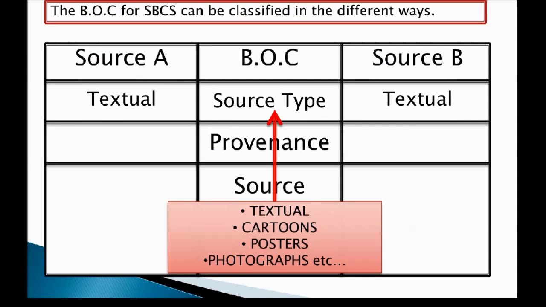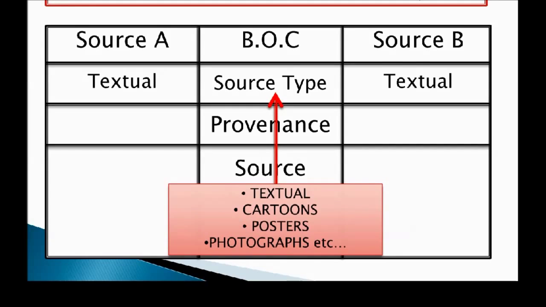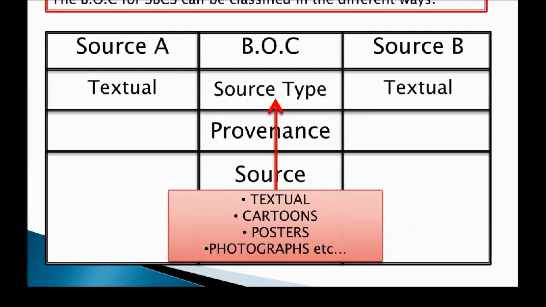So here is our T-chart once more. Remember the first thing that we need to compare is source type. The different types of sources are listed here. It can be textual, cartoons, posters, photographs, pictures, whatever. Both sources A and B are texts. So they are textual sources. Simple as that.